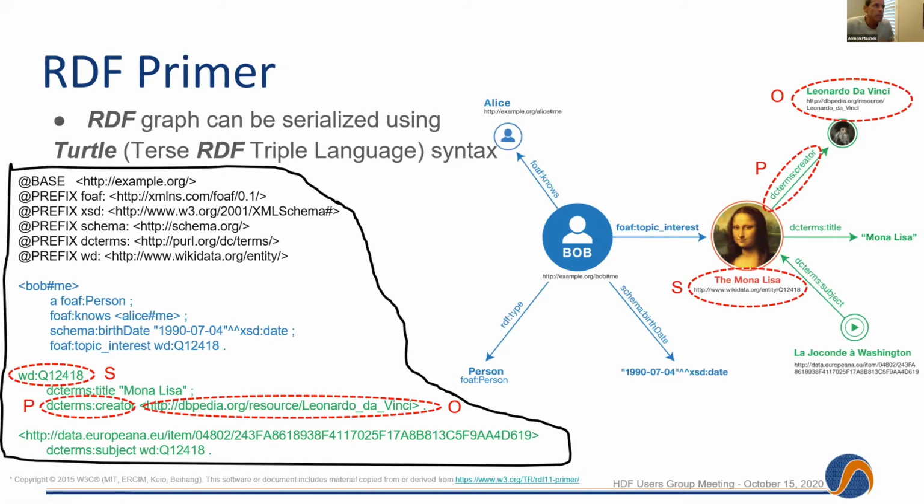The RDF graph can be serialized using Turtle syntax. So we see here the same graph in Turtle syntax, and the Turtle syntax is a self-describing syntax. We see here the subject as the Mona Lisa, which is identified by the prefix Wikidata, WD, and the specific identifier for the Mona Lisa, Q12418, in Wikidata. So the Mona Lisa subject was created by Leonardo da Vinci.